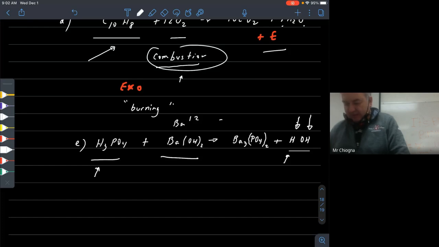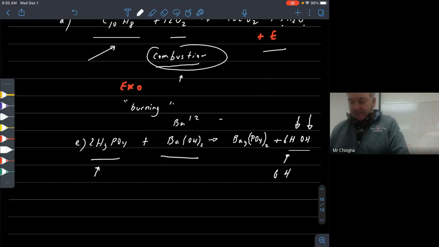I'm going to try this. You'll see why in a second. I am going to put a 6 here. This is trying to save us time. See if it works. I might be wrong. What does that mean? That means there's now 6 H's on the right. How do I make 6 H's on the left? Put a 2. Okay? Now, why did I do that? Because now I can say there's 6 OH's on the right, and I can make it so there's 6 OH's on the left. 3 times 2 means 6 OH.